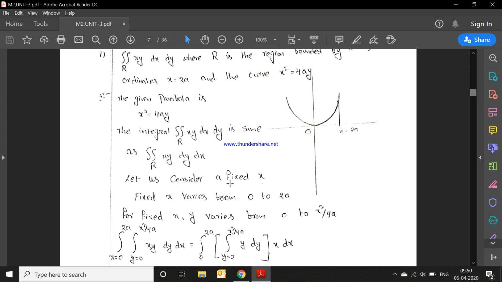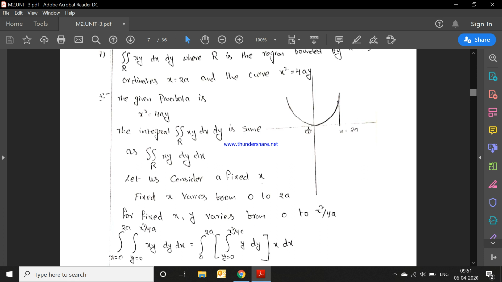Let us consider the fixed x. So why do we fix the x? Here x limits are constant limits, so that's why we can fix x is equal to 0 to 2a, and y limits are in the direction of y. The region starts on the x-axis. On the x-axis y is always 0, so y is equal to 0 to y is equal to, what is the parabolic equation? x square is equal to 4ay, right? So y is equal to x square by 4a. So for a fixed x, y varies from 0 to x square by 4a.